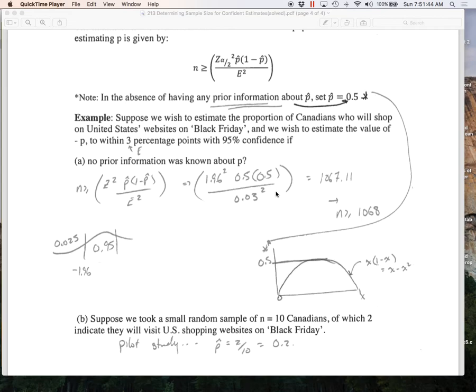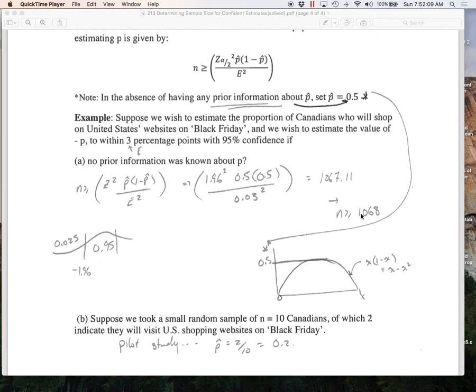When I complete that calculation, I get 1067.1. Okay, again, here it doesn't matter that this is low. I'm always going to round up. So this will be 1068. At least 1068 samples need to be taken. As you can see, when you're talking about proportions, you need to have a lot more information.